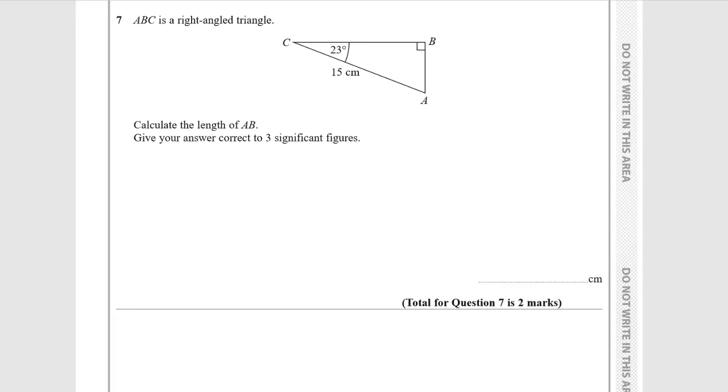Question 7. ABC is a right angled triangle. Calculate the length AB. Give your answer correct to 3 significant figures. So, SOH CAH TOA. Right, so let's label. We have the hypotenuse here, we've got the opposite here and the adjacent. Remember, this is hypotenuse, this is the opposite, and this will be the adjacent.